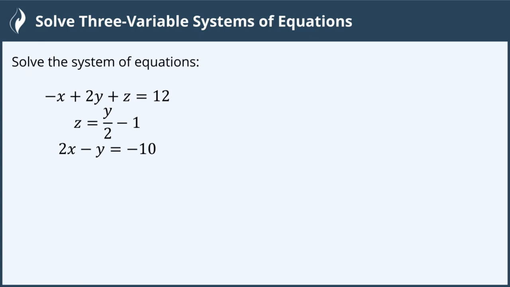Hi everyone! In this video, we will solve three variable systems of equations. Our system of equations is negative x plus 2y plus z equals 12, z equals y divided by 2 minus 1, and 2x minus y equals negative 10. Now you'll notice that not all of these equations have all three variables.